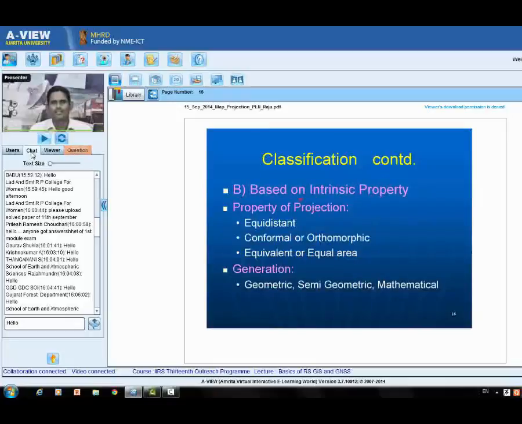Another important thing is intrinsic properties. What we talked about now, suppose I keep a surface touching or cutting, or I put a normal cylinder vertical or horizontal or in some direction, those are basically eccentric properties. Here what we are talking about is intrinsic properties, the properties I mentioned earlier, that we should preserve. Equidistance is one of the properties we should preserve. That means the distance between points should be equal. And then conformal, that is the shape is maintained, conformal is orthomorphic. And equivalent or equal area means that whatever area you measured on the ground and whatever is projected should be the same. You should not get a different thing.